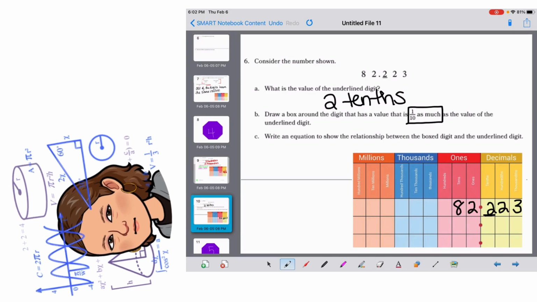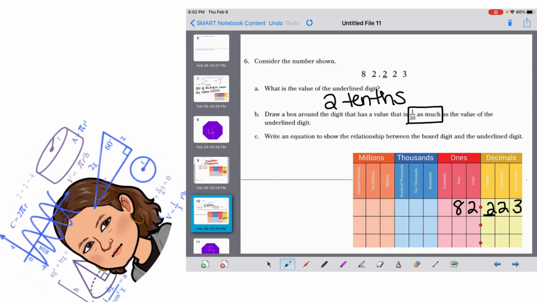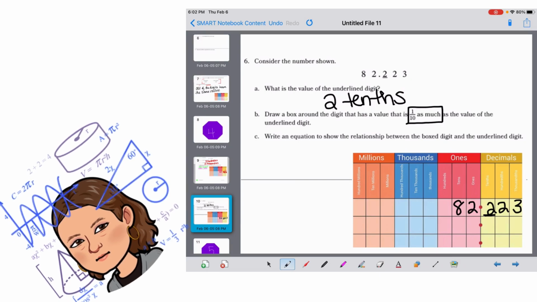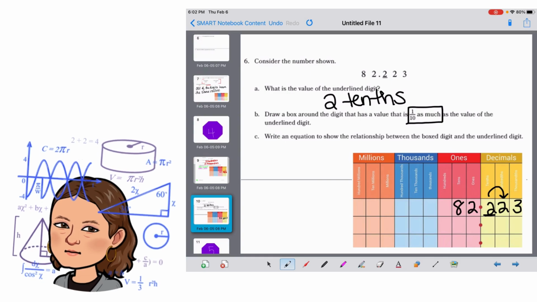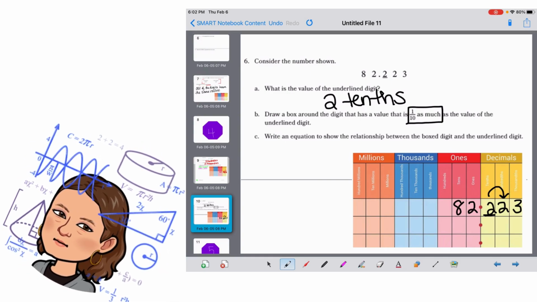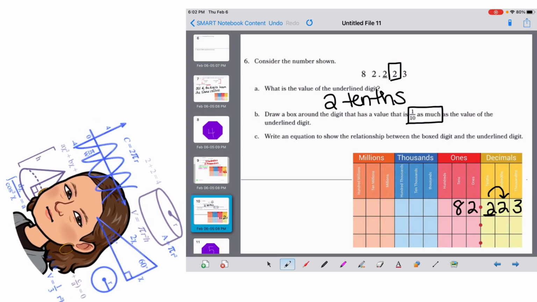If something is 1/10 as much, it is smaller. If you are eating 1/10 of something, you are eating a tiny piece of it. So 1/10 as much is telling me I am going backwards. If I'm going to draw a box around that, that is the one I am drawing a box around.